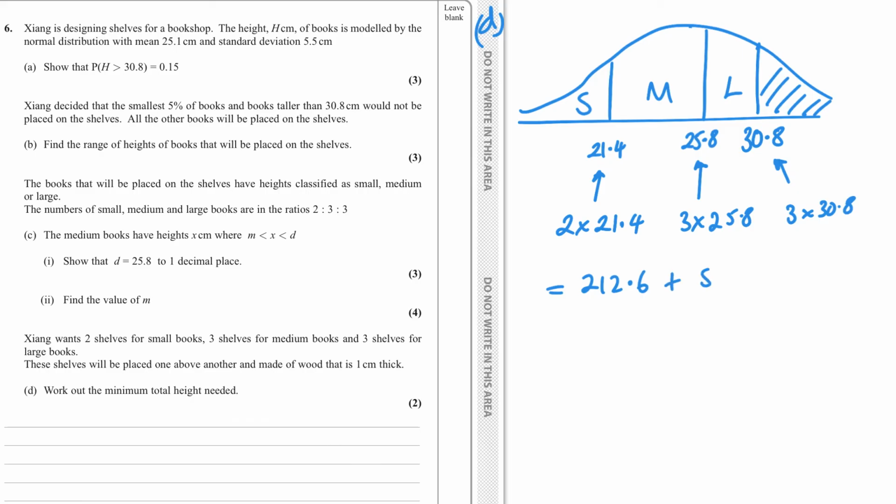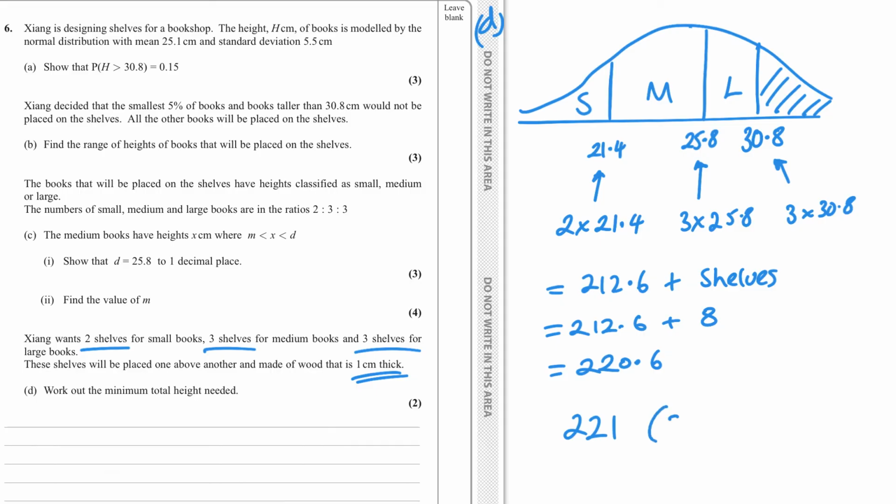Now I need to add the shelves. Now it tells me that the shelves are 1 centimeter thick, and there's 8 of them, 2, 3 and 3. So I've got 212.6 plus 8 centimeters, so 220.6, or to 3 significant figures, 221.